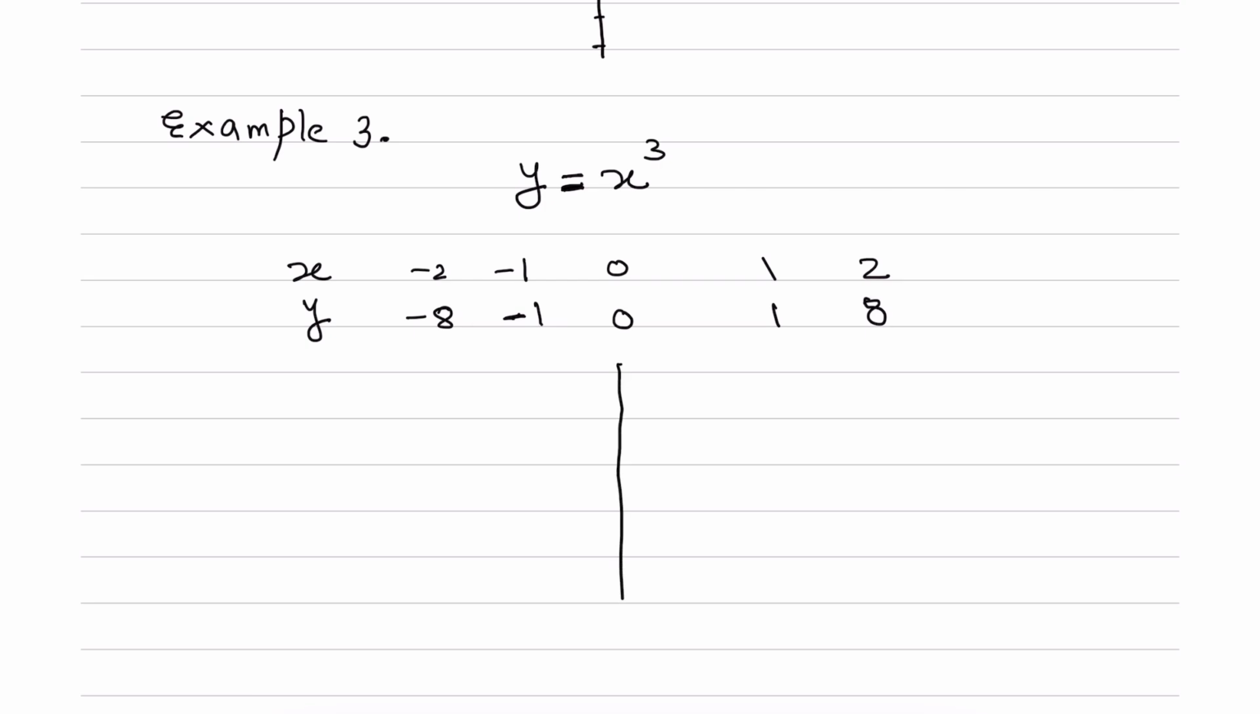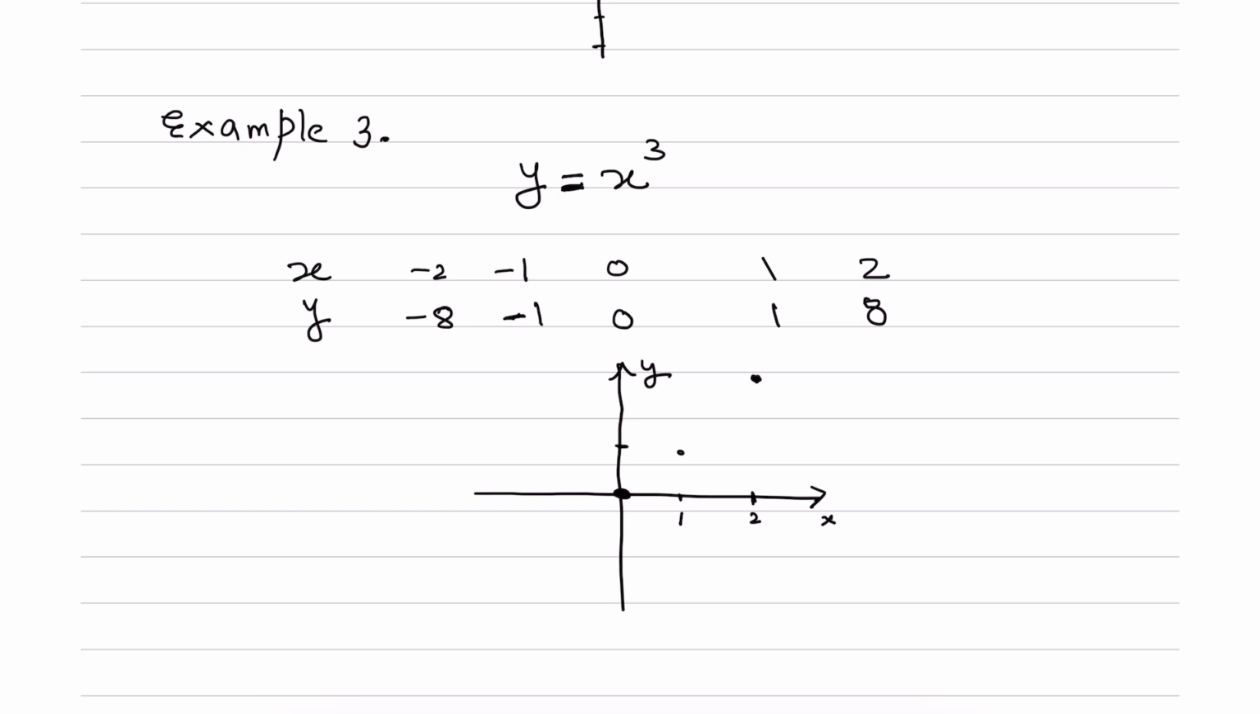We plot these points on the x-axis and y-axis. So this is for (0, 0). Let's say this is for (1, 1). And roughly speaking, to mark the point (2, 8), if this is 1, this is 2, somewhere above along the x-axis, this is the point for (2, 8).